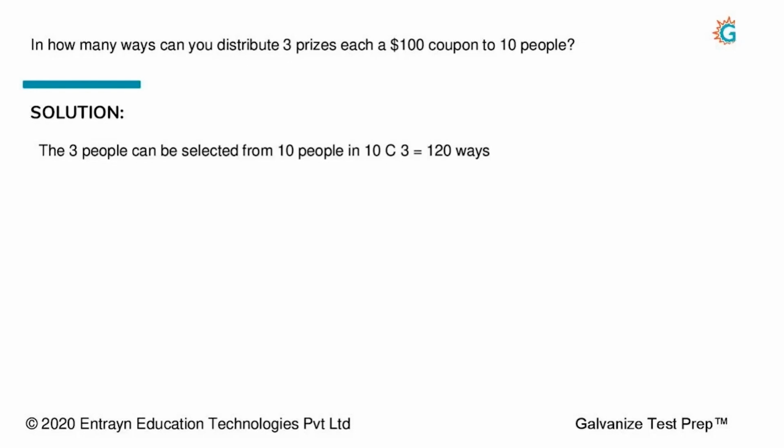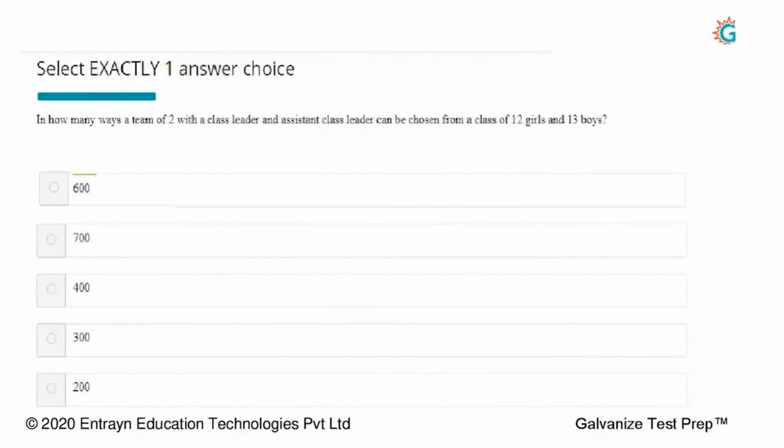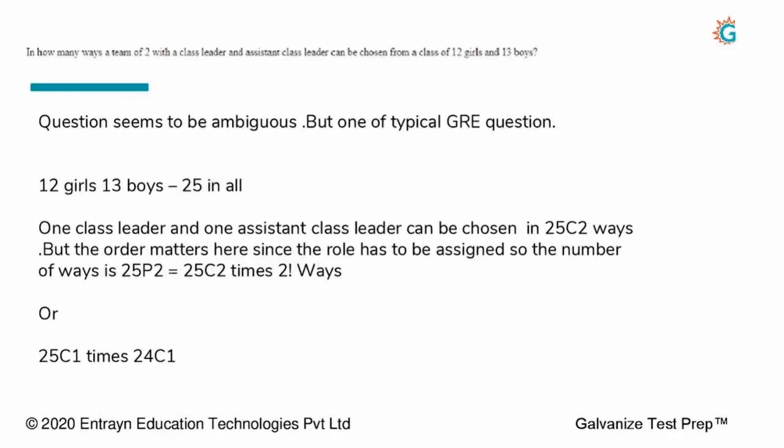Wonderful. Next question. Very, very commonly asked question in GRE. Most of the GRE papers, if you look at it, there'll be at least one question of this type. In how many ways can a team of 2, with a class leader and assistant class leader, be chosen from a class of 12 girls and 13 boys? Very simple question, but very common in GRE. Now, in how many ways can a team of 2, which means there are only 2 people in the team. Others, we do not know how many members are there in the team. Let's not bother about it.